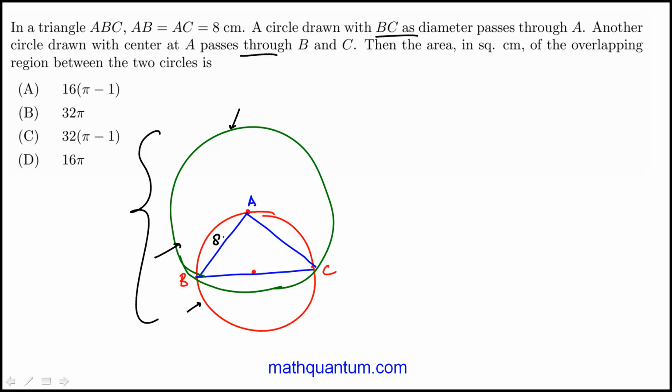So here, this is 8 centimeters, that's 8. And because BC is a diameter, that's 90 degrees. And so this is a right isosceles triangle, which means BC would be the hypotenuse as 8 root 2. So for this circle, radius is half of that, which is 4 root 2. And we're asked to find the overlapping area. So that's this part here.